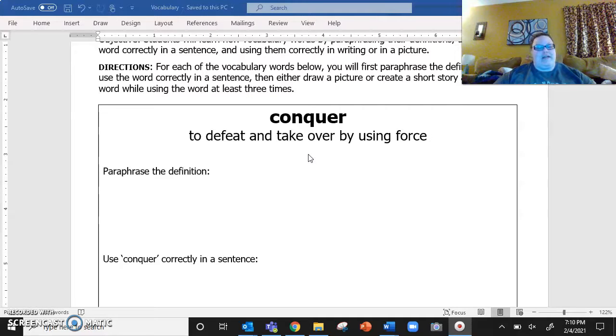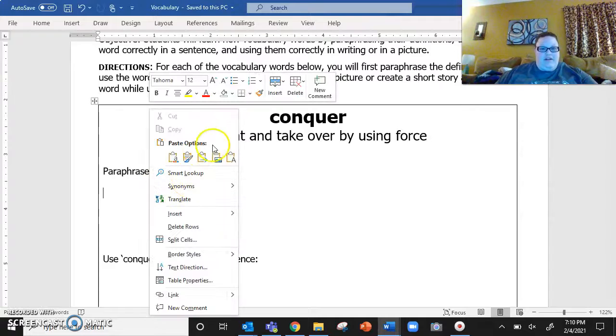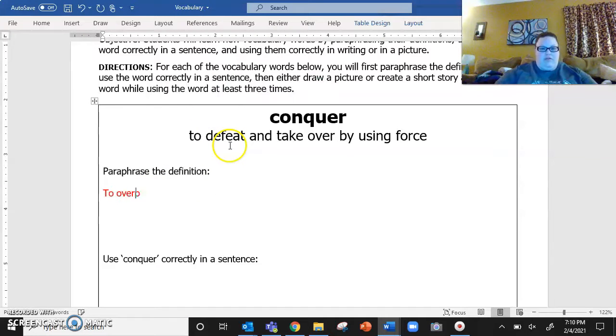what's another way to say to take over? I could say to overpower, right? Okay, so I'm going to click here, I'm going to make it red, to overpower. Who am I taking over? Who am I overpowering? When we talk about conquering, we're not saying like, oh, I conquered my little brother when I beat him at soccer.